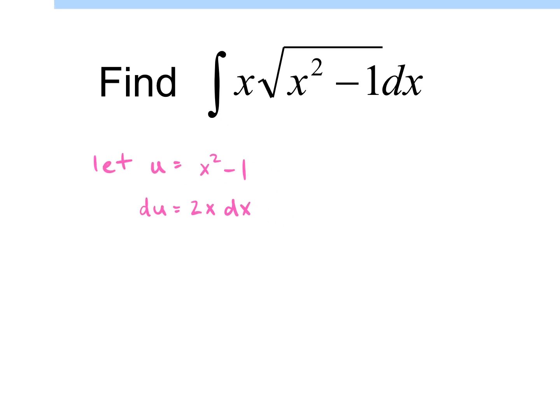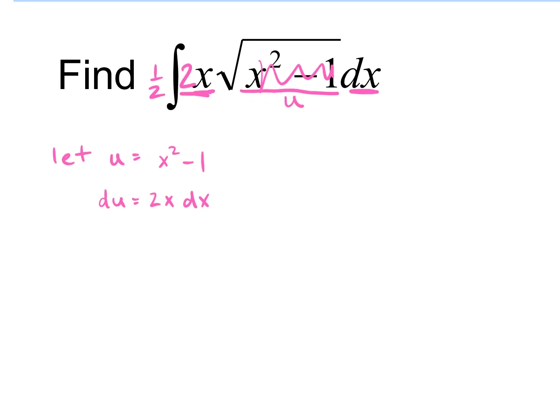So I'm going to plug u into the x squared minus 1. So this is going to turn into u. Then when I plug in du, we need a 2x dx. So I have an x and a dx. What am I missing? The 2. So I can put a 2 in there, but what do I have to do? I've got to multiply by 1/2 also. Got to keep our balance here. So if I multiply by 2, I also have to multiply by 1/2. So now the du is going to get substituted into that spot.